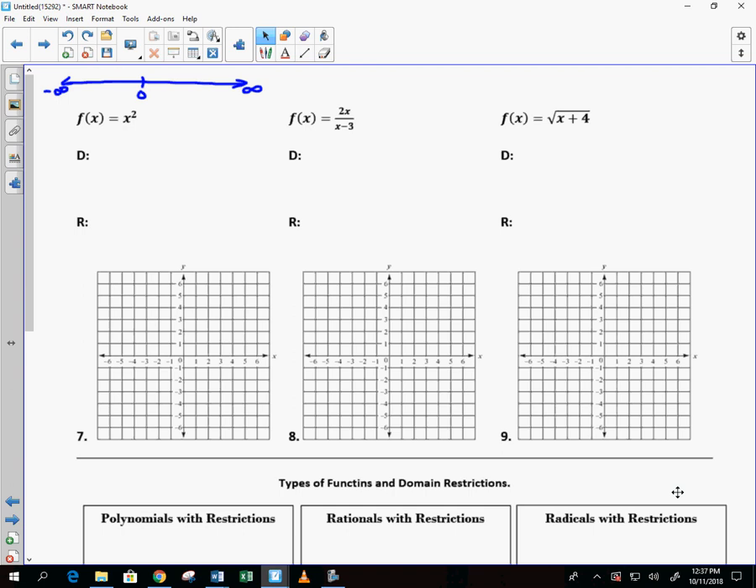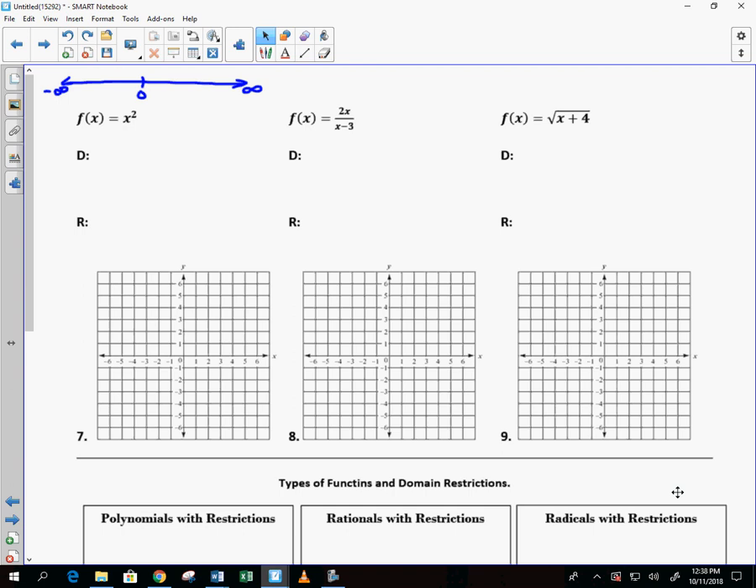Hearing some good thoughts. All of a sudden our brain goes to mush, right? This is simply the question: if you plug a number in, do you get a number back out? So let's just try some.